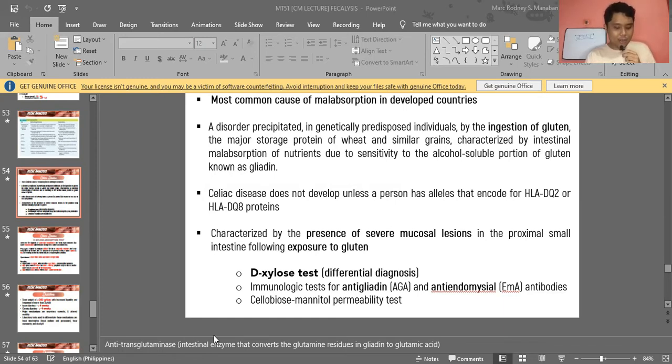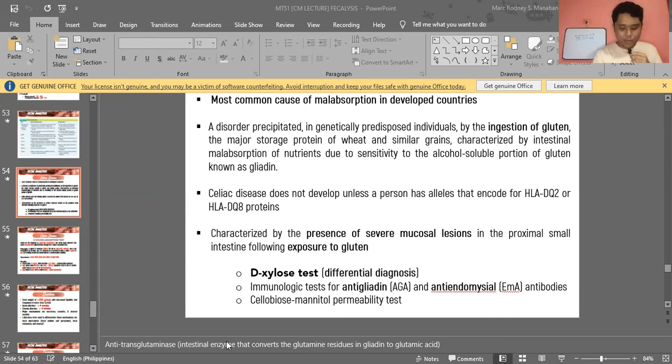Another one here, dears, is anti-transglutaminase. All right, so this is an enzyme found in the intestine that supposedly converts your glutamine residue in gliadin to glutamic acid. But what happens is the body develops antibodies against that. So it's an autoimmune disorder. All right, so again, how do we differentiate?